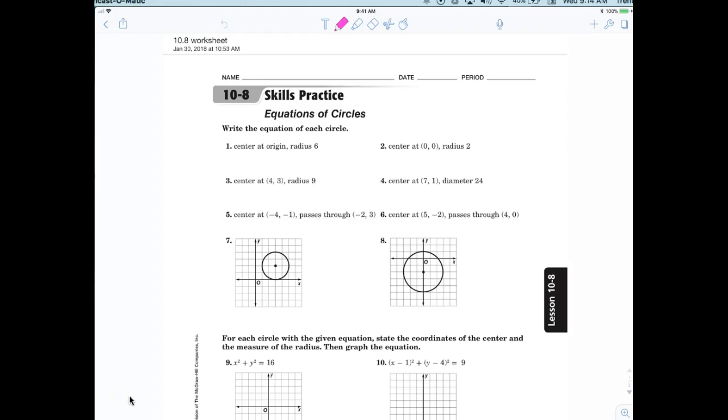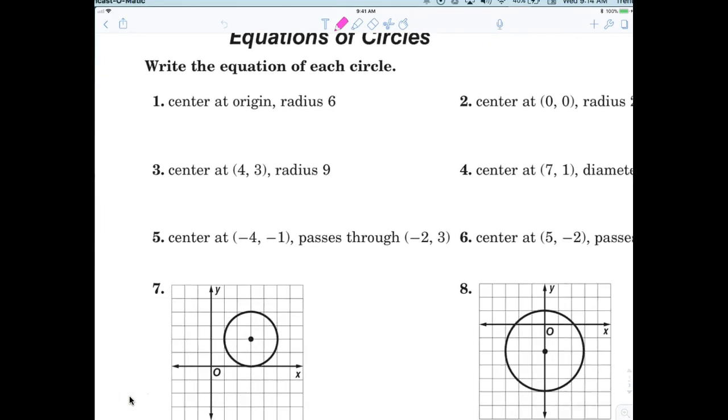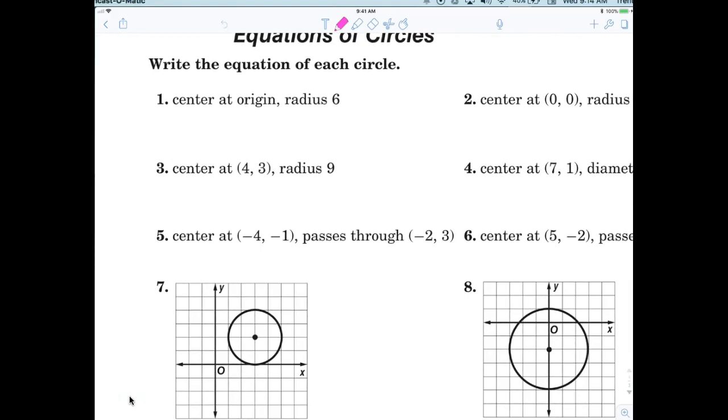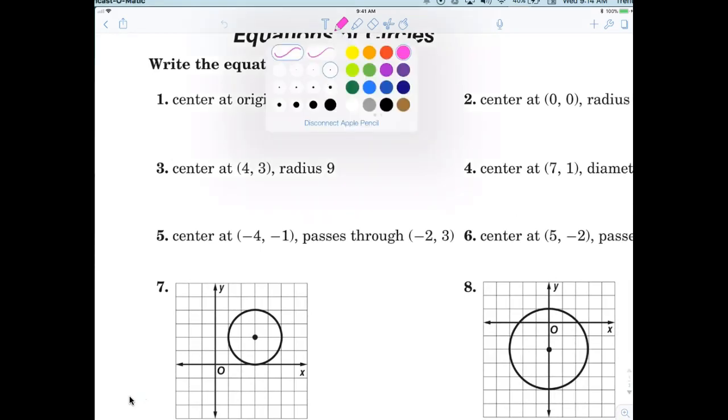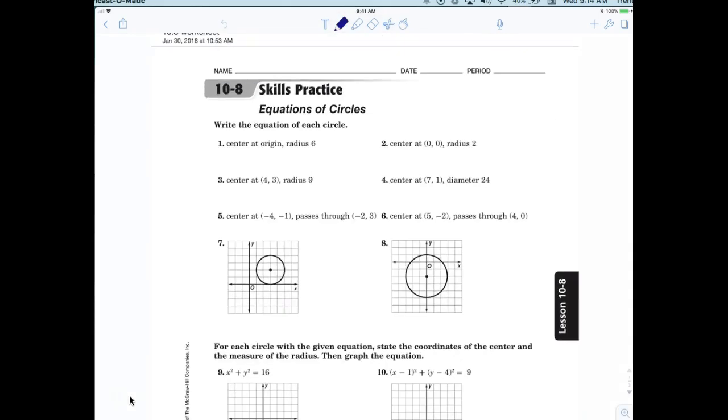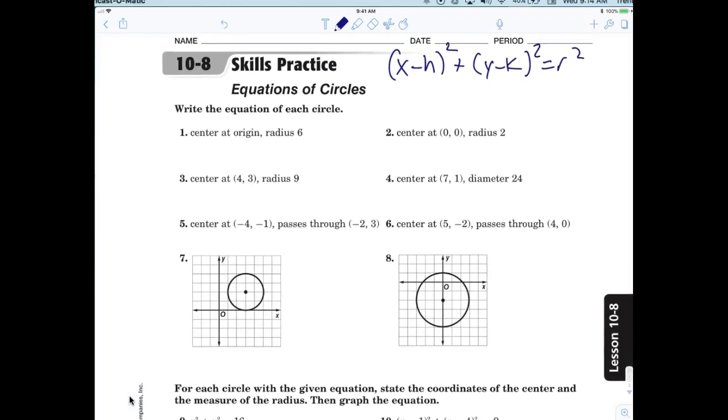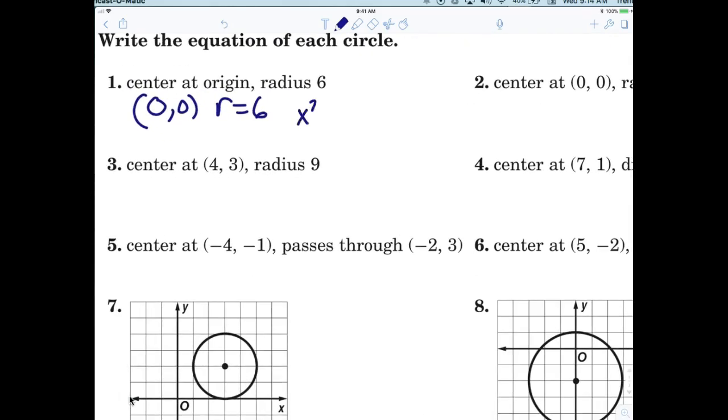Now, yesterday we made kind of an introduction to it, so this should not be a big deal. If you recall what I said yesterday, I want to write the general form up here for you. The general form would be (x minus h) squared plus (y minus k) squared equals r squared. We said h and k are the center and r is the radius. So if the center's at the origin, put down 0, 0, and r equals 6. So the equation of the circle would simply be x squared plus y squared equals 36.